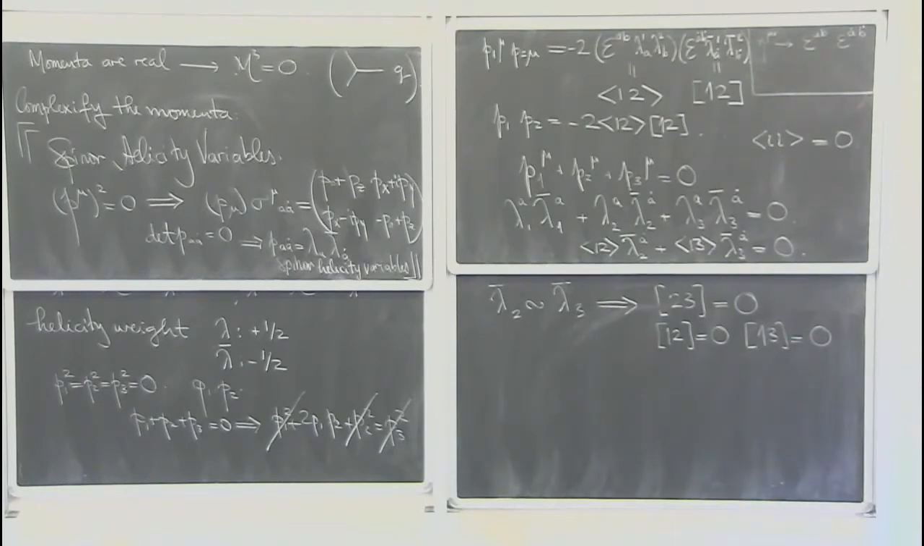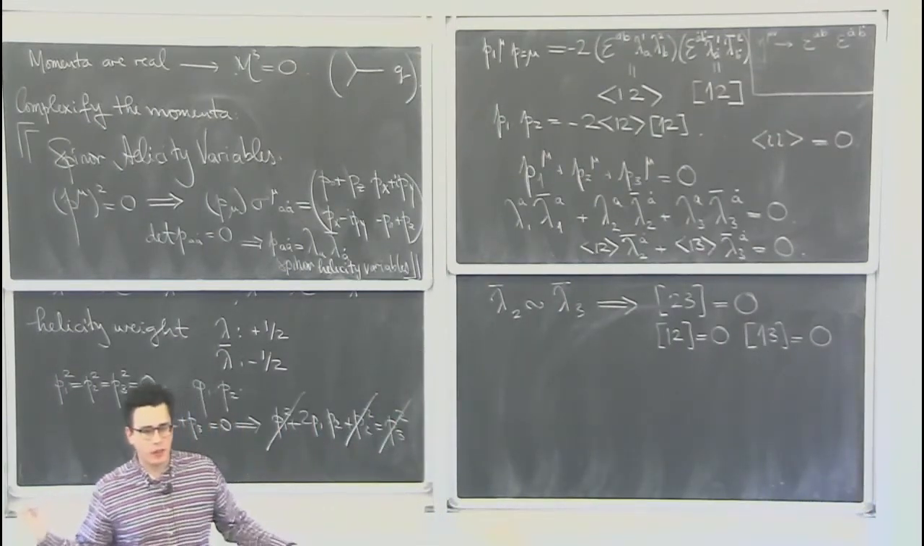So it looks like you're in trouble. All square brackets are 0, but there is a hidden assumption. What's the hidden assumption?